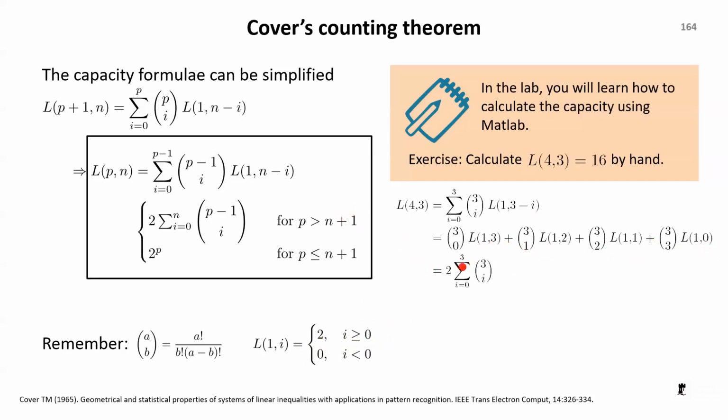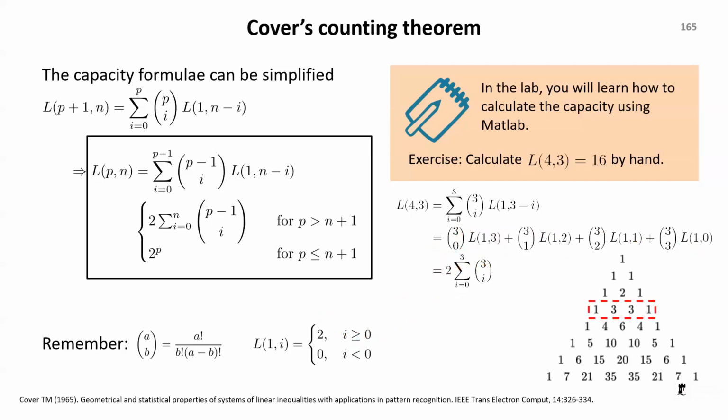So what we have is 2, because all the L for 1, I is above 0. So everything is 2 times this sum. Basically, we need to sum this. There is an interesting property in the binomial Newton.